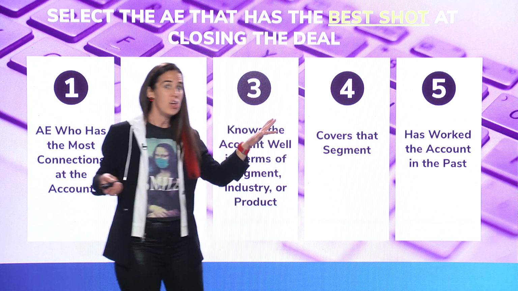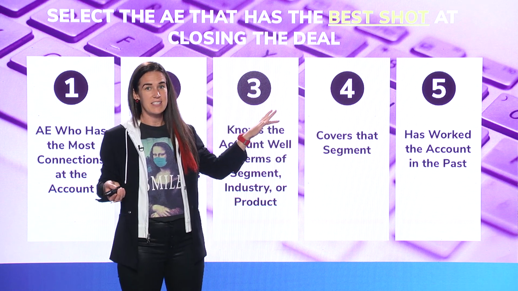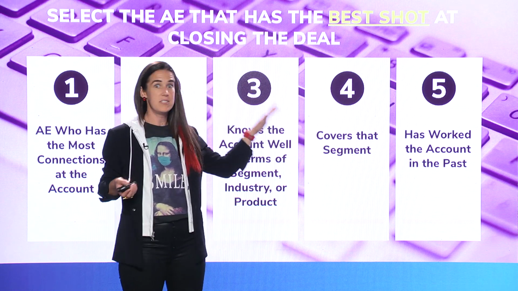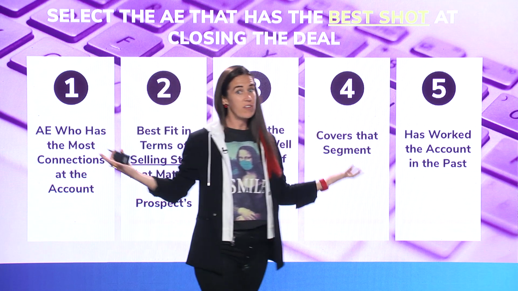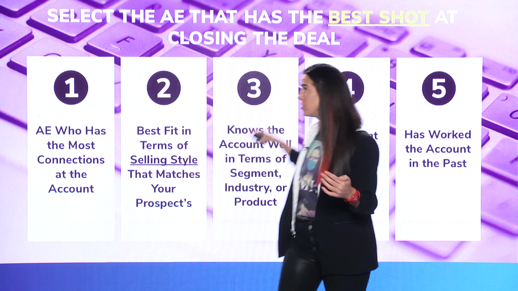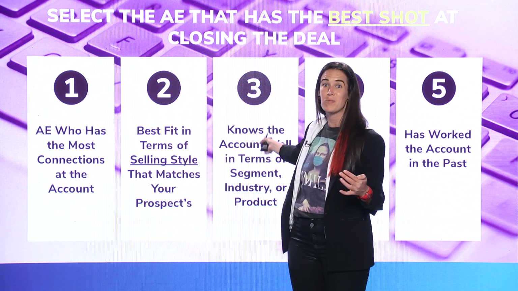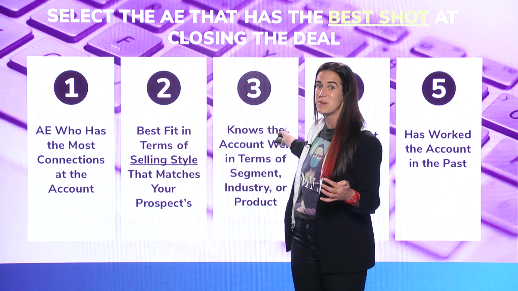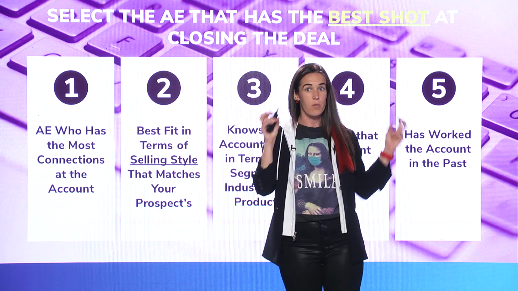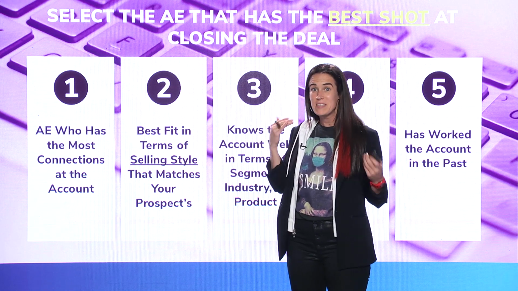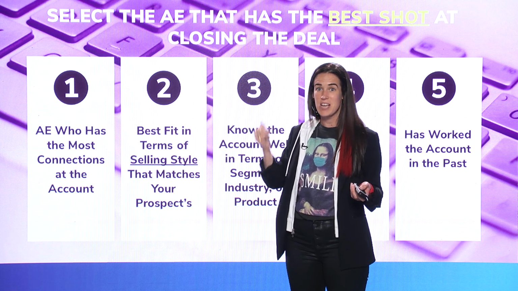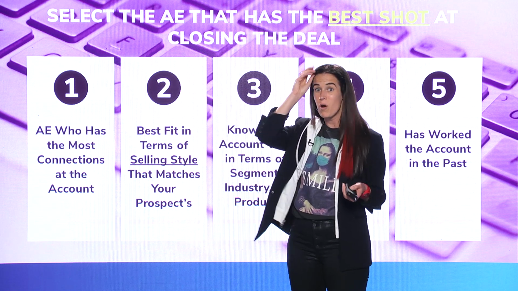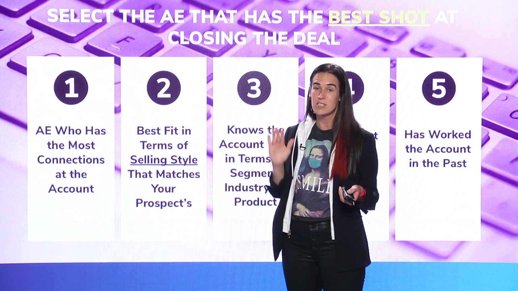Number 4, who is the account executive that covers that segment? And then number 5, who is the account executive who has worked that account in the past? Again, these are all variables you want to think about. I would argue that numbers 1 through 3 are really where I like to spend the lion's share of my time, always considering making it, quote unquote, fair. But what makes it fair for your organization is the one who has the best chance of converting the deal. So you always want to consider that at least as part of the equation.